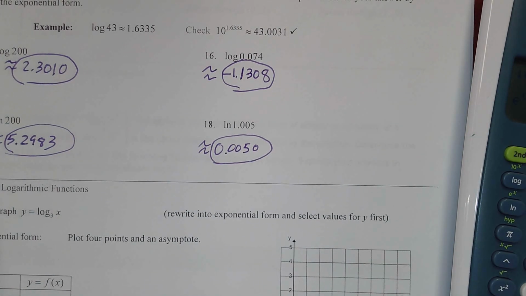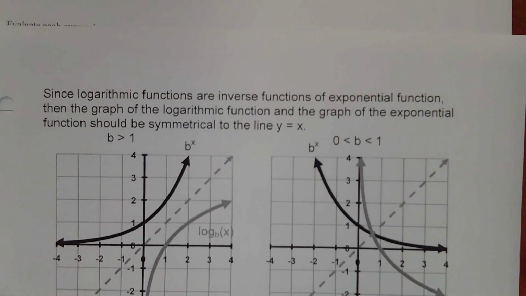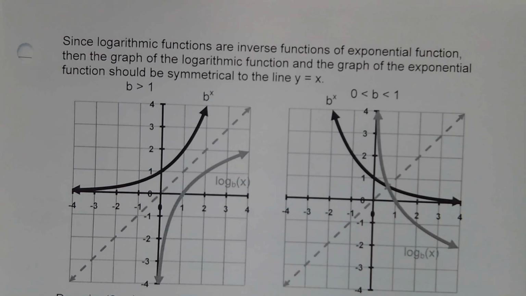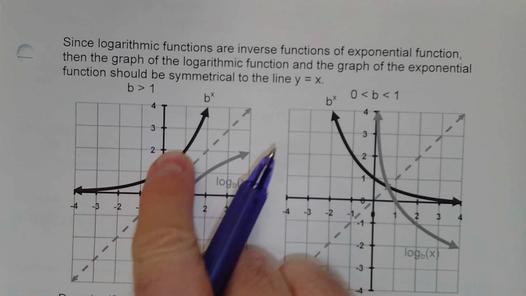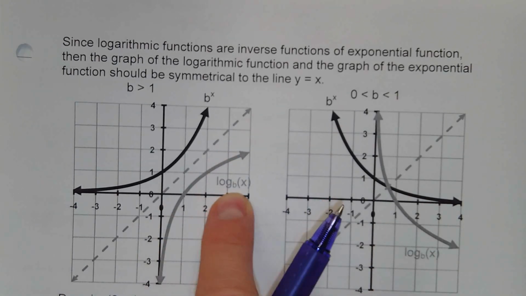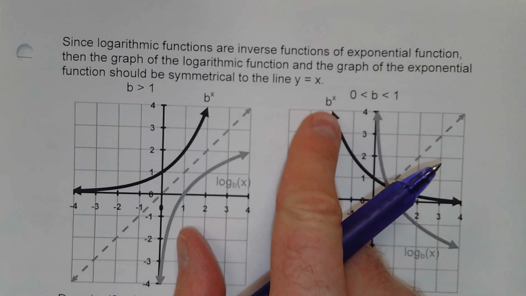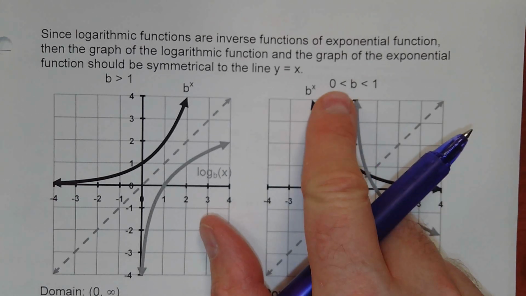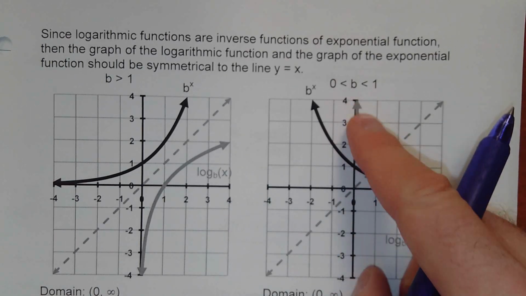All right, so let's go back to our handout and talk about log functions and their graphs. Since logarithmic functions are inverse functions of exponential functions, the graph of a logarithmic function and the graph of the exponential function should be symmetric about the line y equals x. So here's my exponential function when b is greater than 1, and that's going to be the graph of my log function when b is greater than 1. And then here's my b to the x when b is between 0 and 1.